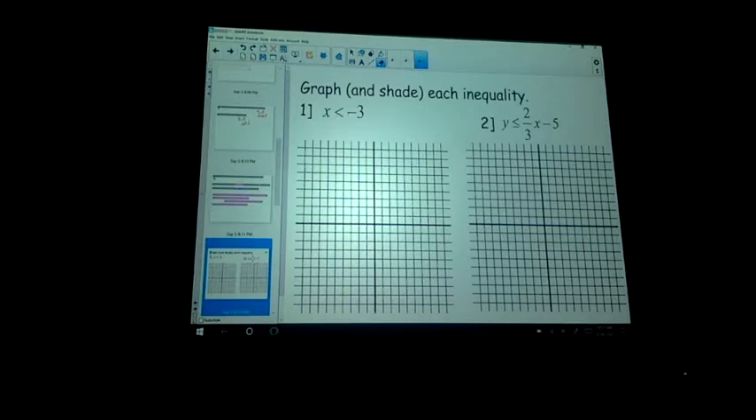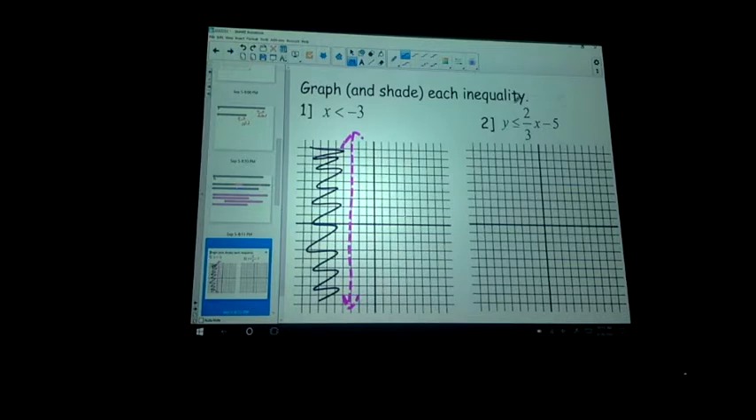So what do I mean by picking a test point? This is what kind of line? Solid or dotted? Horizontal or vertical? I want values that are less than -3, so left or right. That's pretty easy to decipher. That's over there. That's shaded.